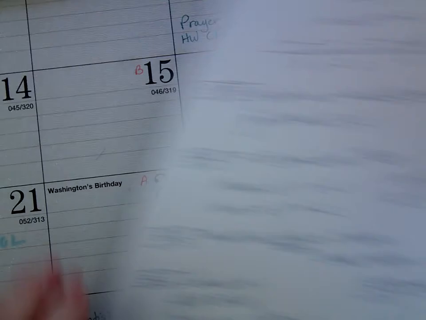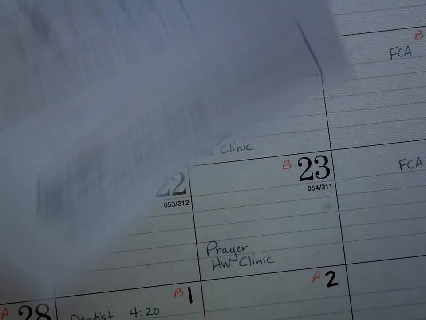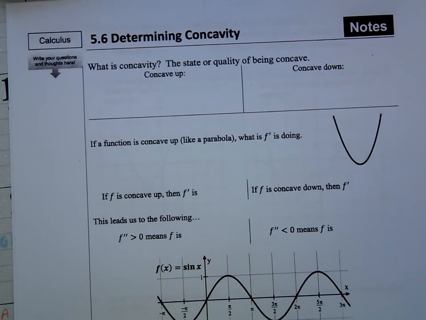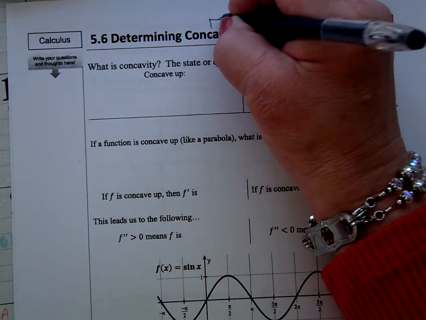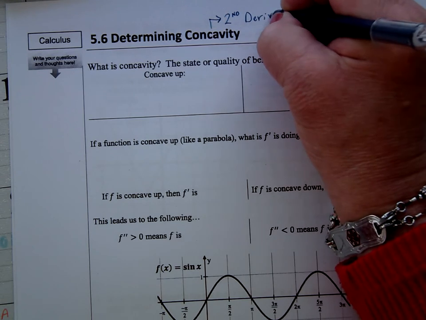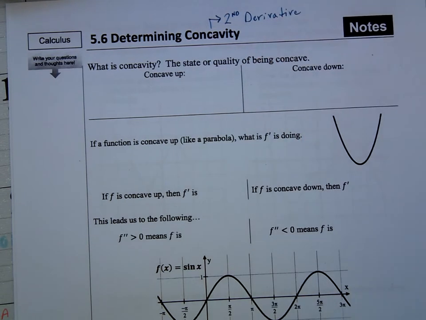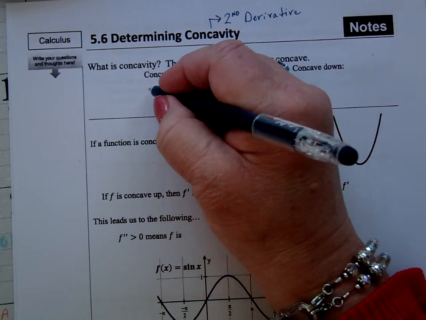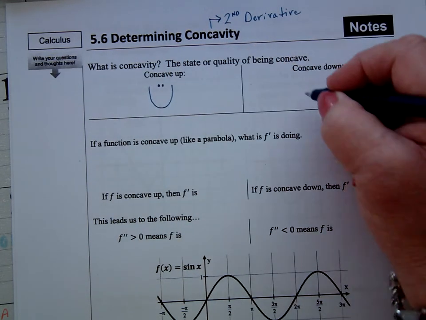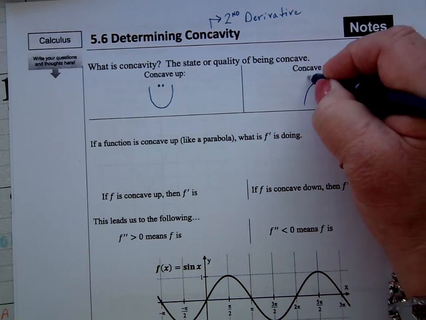Let's check it out. Determining concavity, here it is. And you'll hear me say, funny enough, sometimes I say concave, sometimes concavity, sometimes whatever. You'll hear me switch back and forth between them. So, concavity, as soon as you see that word, think second derivative. All right, what does it look like to be concave up? Concave up is very happy. There it is, concave up. What does it look like to be concave down? Oh, so sad.